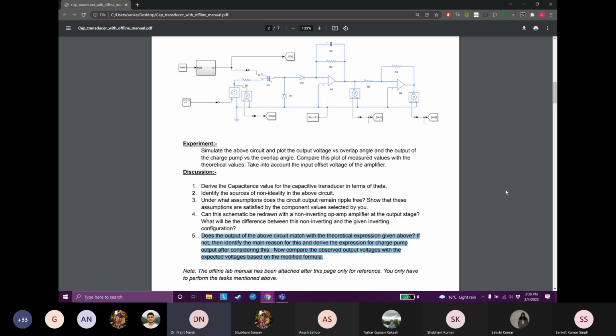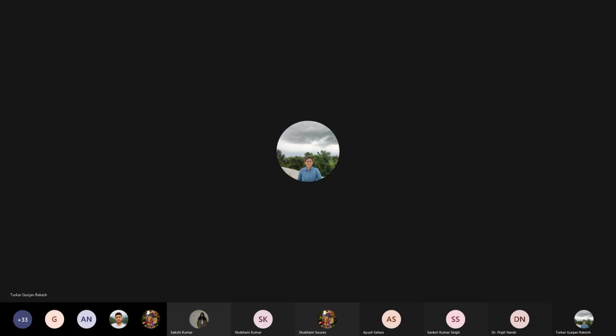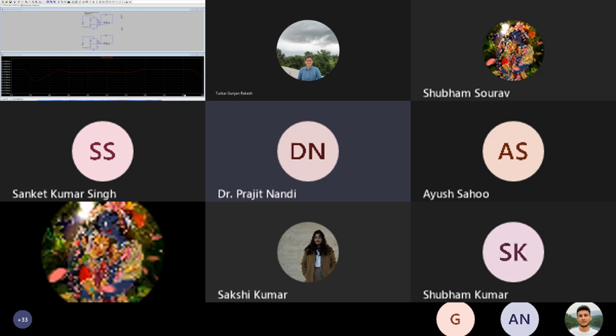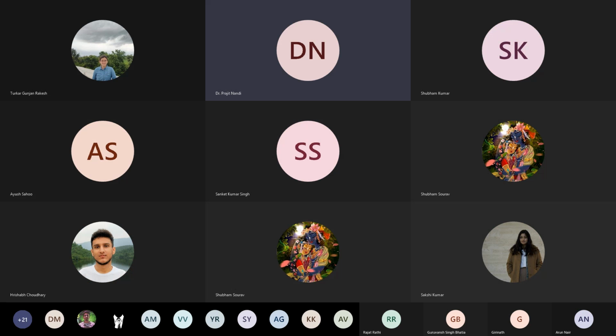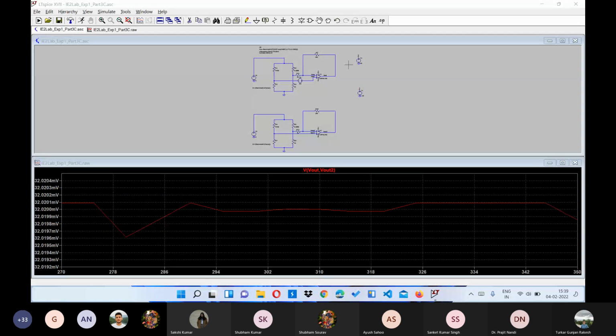Okay, go ahead, I think group 9. Yes, sir. So this is that difference. It's coming around 32 millivolt, remaining constant. Okay, fair enough. But the linearity, I think there was a significant difference between the linearity of group 6 and group 9. So that linearity thing I can also show. If I plot it for 270 to 350.